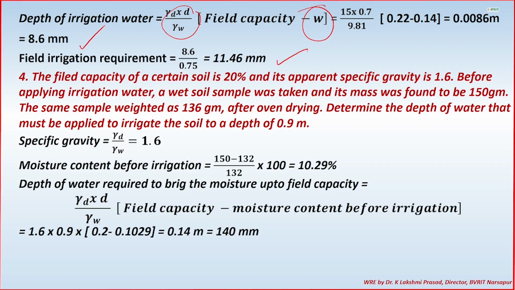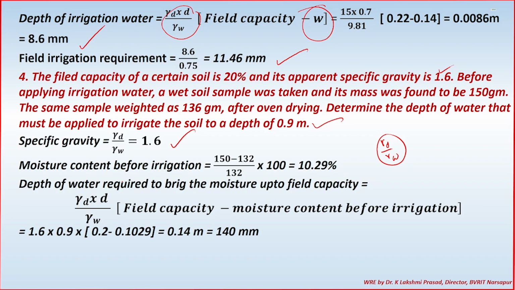Next problem. All problems are the same. The field capacity of a certain soil is 20% and its apparent specific gravity is 1.6. Apparent specific gravity means gamma D by gamma W. Before applying irrigation water, a wet soil sample was taken and its mass was found to be 150 grams. The same sample weighs 136 grams after oven drying. Determine the depth of water that must be applied to irrigate the soil to a depth of 0.9 meters. Gamma D by gamma W is 1.6.